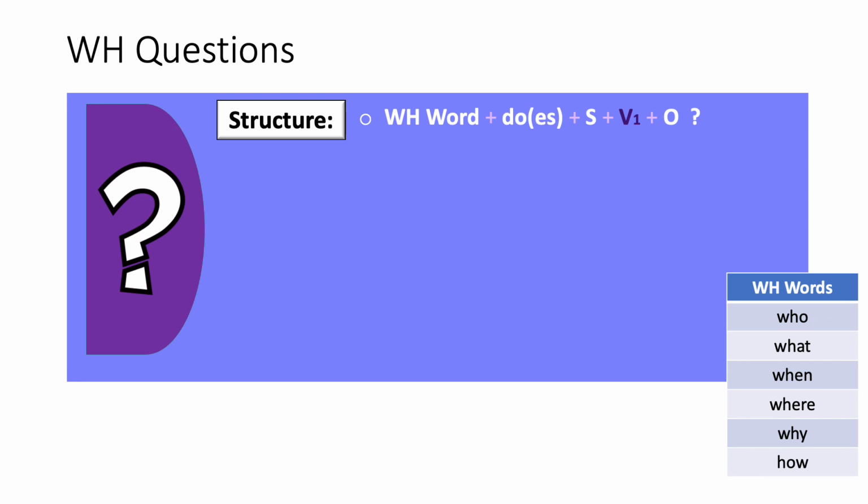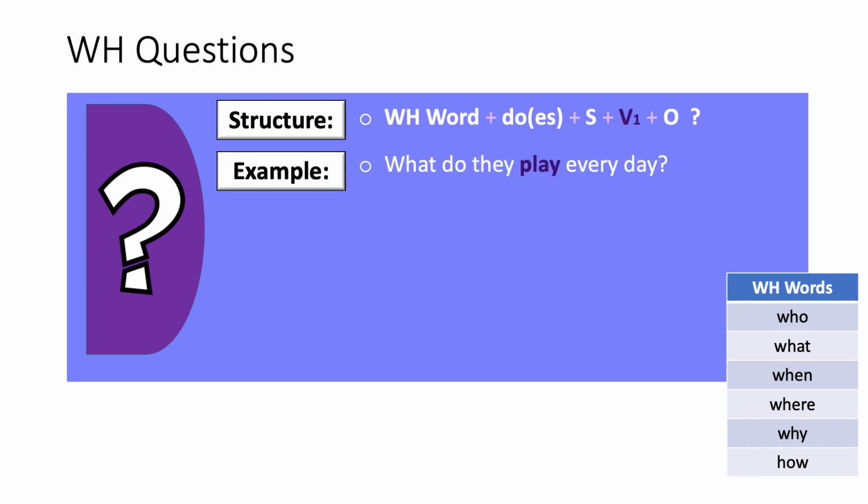So let's take a look at some examples of how we form WH questions with this structure. What do they play every day? When does Hakim play football? Notice that in these 2 sentences, the main verb play does not change form. It is always in the V1 or the base form. The only thing that changes is the verb do. When the subject is they or plural, as in the first example, we use the verb do. When the subject is singular, as in the second example, Hakim, we use the verb does.